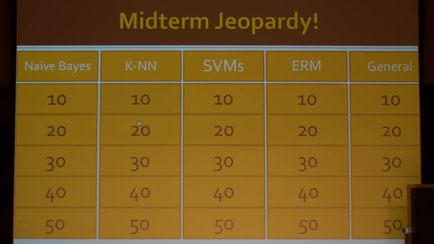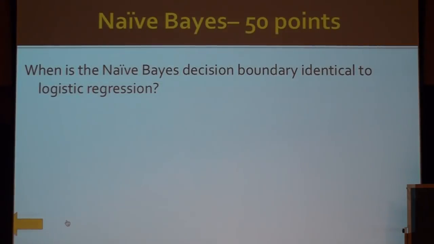Naïve Bayes for 50. All right, ready? Go. When is the Naïve Bayes decision boundary identical to logistic regression? Okay, good. When we are assuming the Gaussian distribution, like when the data is assumed to be generated by a Gaussian distribution.